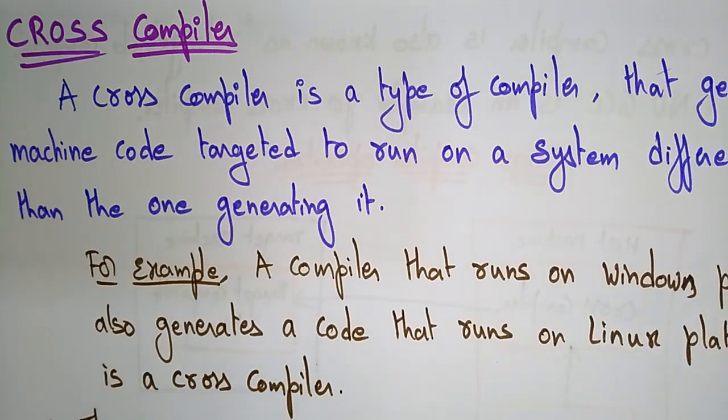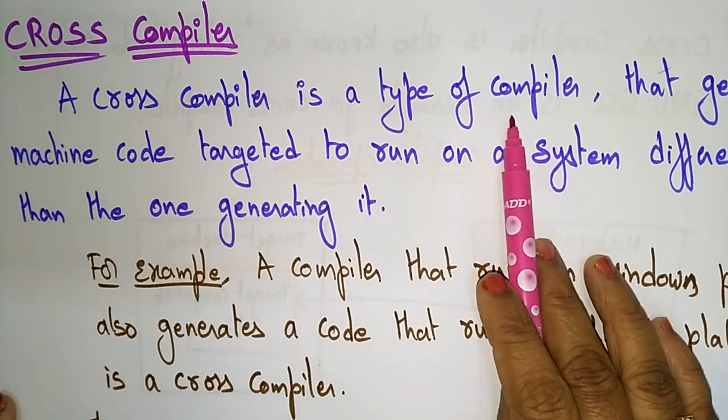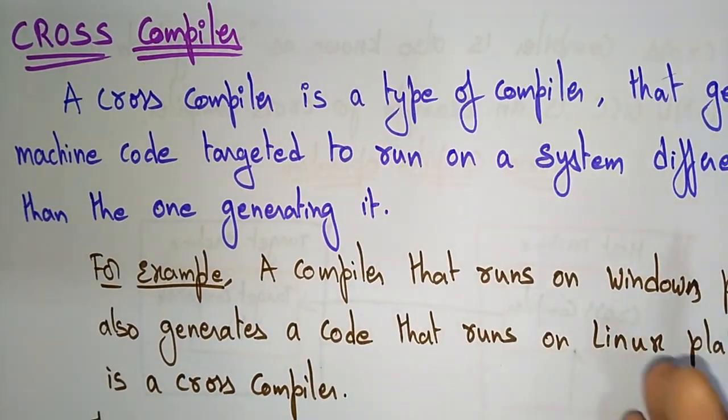Hi students, coming to the next topic, that is a cross compiler. So we all know that the compiler is nothing but a converter of high level language into low level language. So what is the cross compiler? A cross compiler is a type of compiler. It is one of the types of the compiler. Then what is it doing?